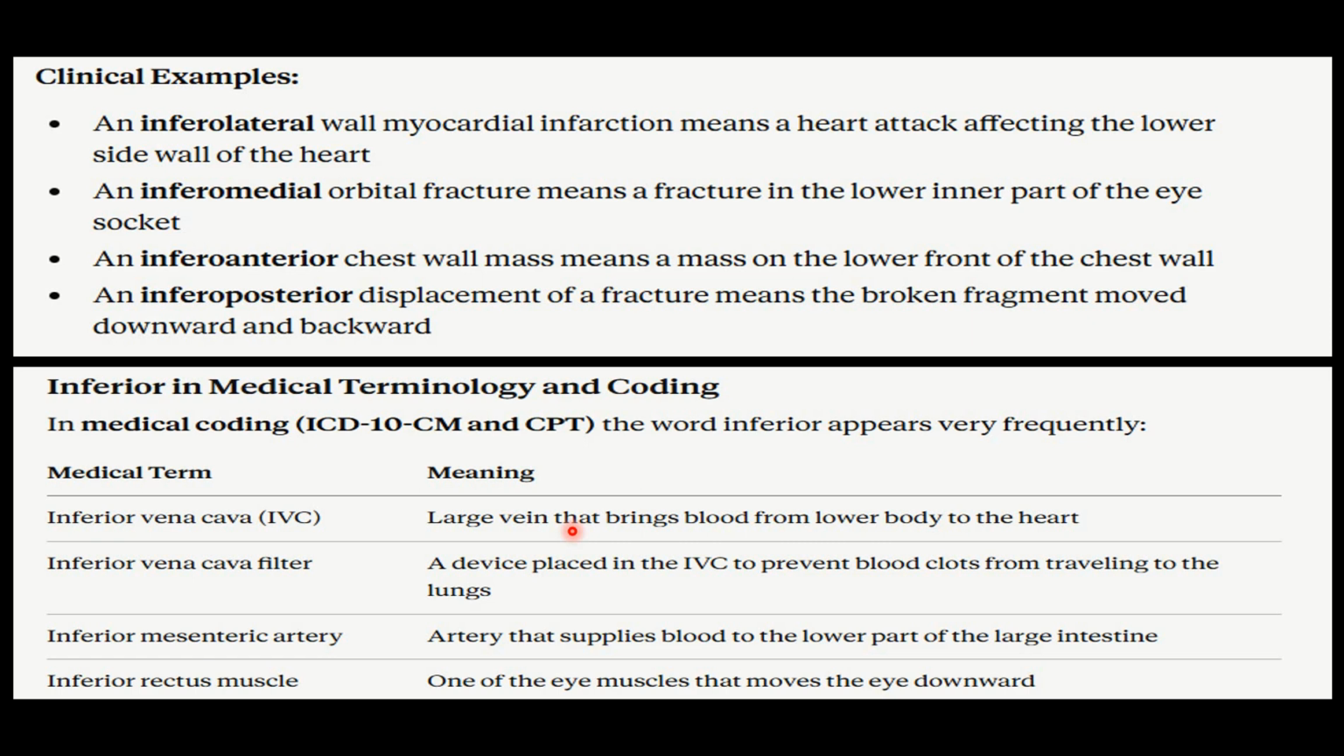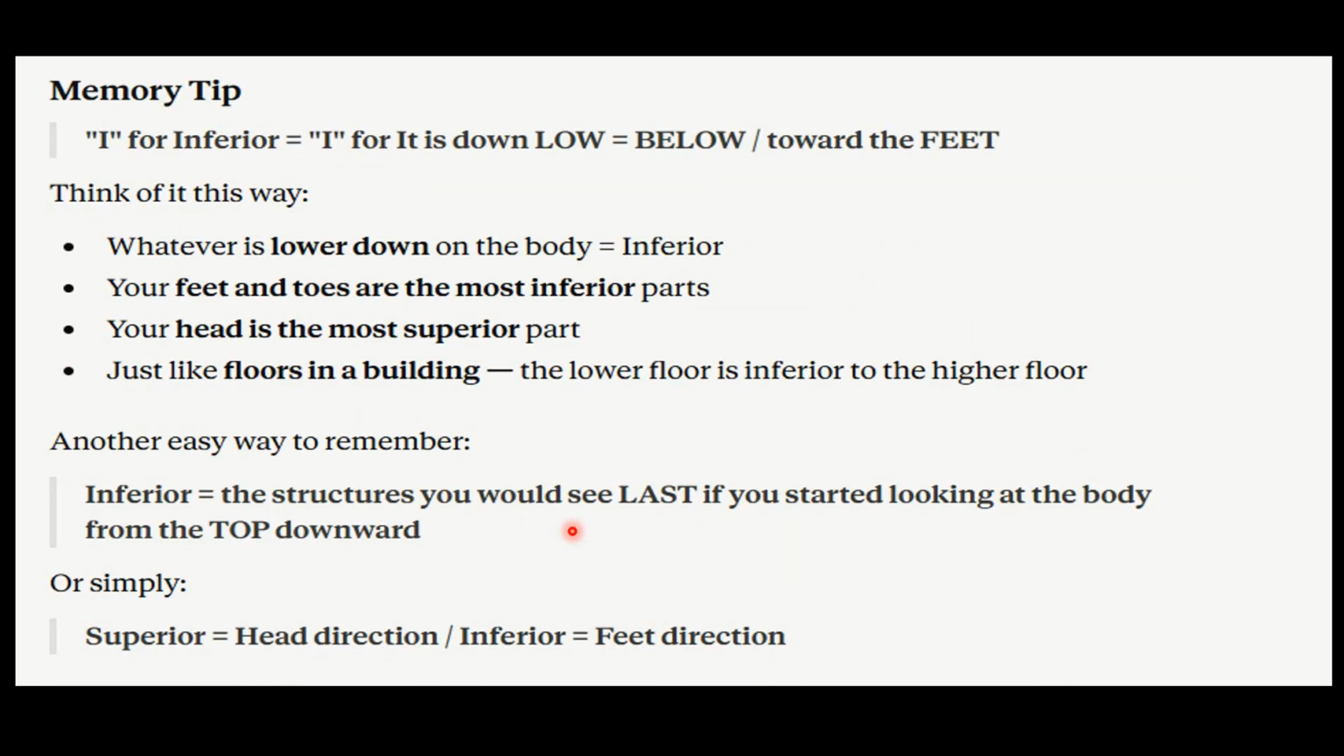Clear? Now if you want to remember this for a very long time, just use this trick. Here in inferior, I is there, right? So just remember, I means it is down low. That means below or toward the feet. So now you can think of it like this: whatever is lower down on the body is inferior. So we can say that our feet and toes are the most inferior body parts. Correct? Similarly, the head is the most superior body part. Clear?